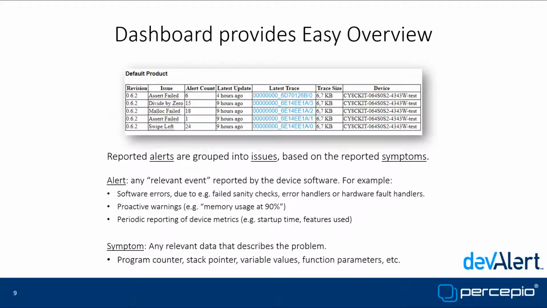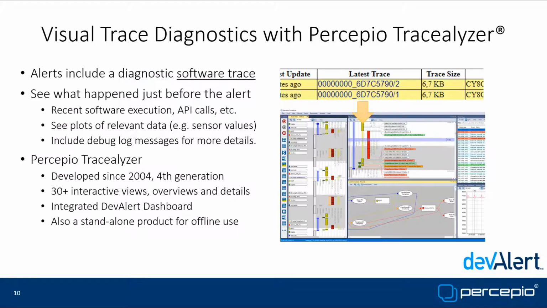This is the DevAlert dashboard that provides an easy overview over recent issues. By issue, we mean all alerts that are of the same alert type and have the same symptoms. For instance, the alert type might be malloc failed, meaning that the system has run out of heap memory, while the symptom could identify the location in the code where it happened or how much memory you tried to allocate. The developer can define their own alert types and symptoms as needed. Alerts also include software traces, and these are directly accessible from the dashboard. Just click the links and the trace file is downloaded.